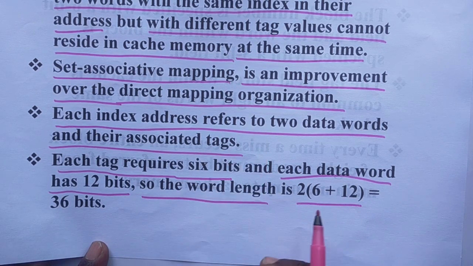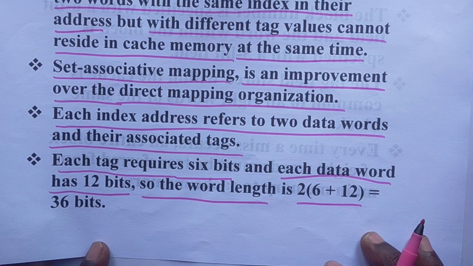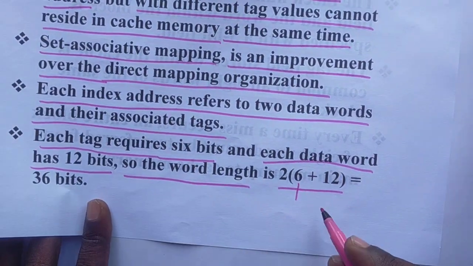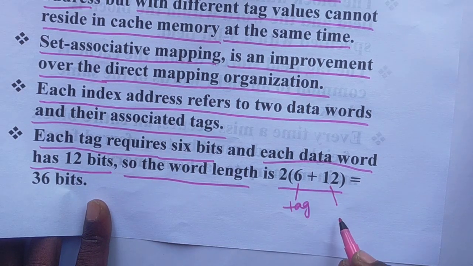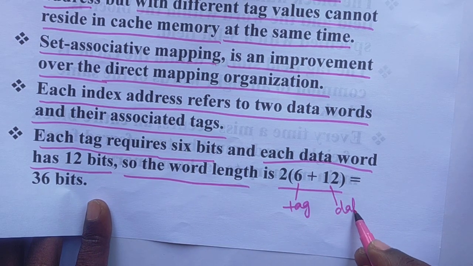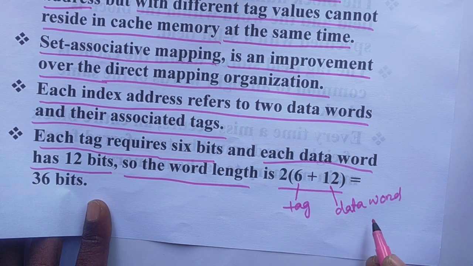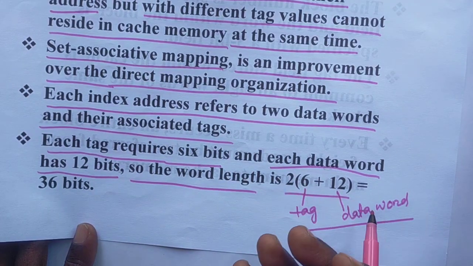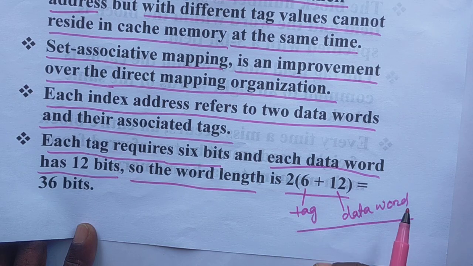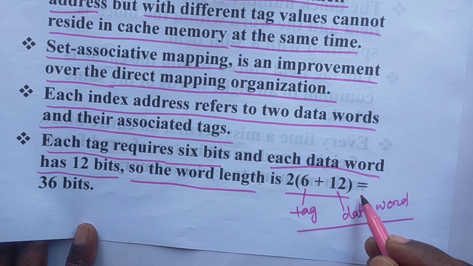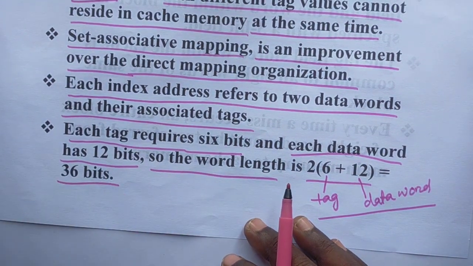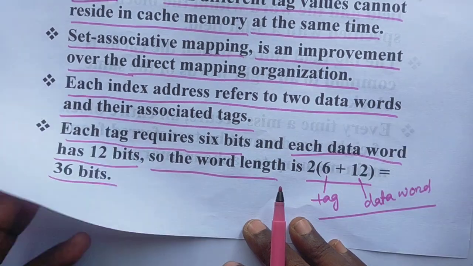And if we go through set associative mapping, we define 2 ways, or 2 data words, at a time with tags. Here the tag is 6 bits and the data word is 12 bits, so 18 bits total is required for the word length. Since it is set associative, we define it 2 times: 2 into 6 plus 12, 2 into 18, that is 36. So 36 bits is designed for set associative mapping to avoid the direct mapping problem.